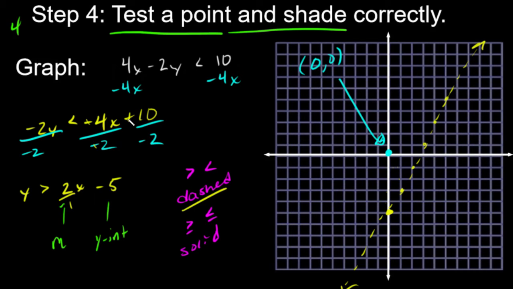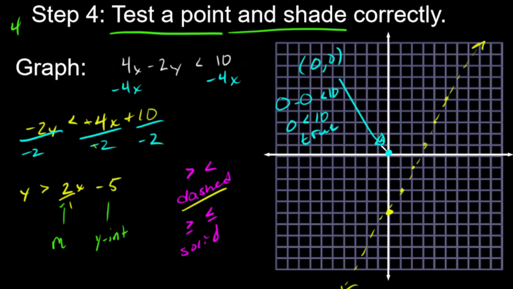If I plug 0 in for x and 0 in for y, is it going to be a solution? I'd get 0 times 4 is 0, so I would get 0 minus 0 times 2 is 0, is less than 10. Is 0 less than 10? Is that a true statement? Answer that for yourself. The answer is yes. So this is true, which means that 0, 0 is a solution.